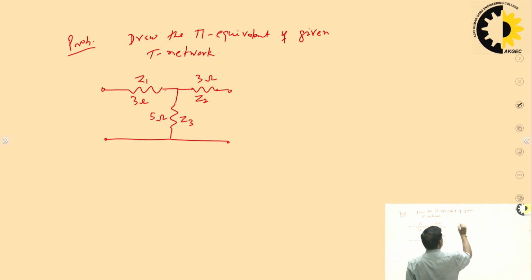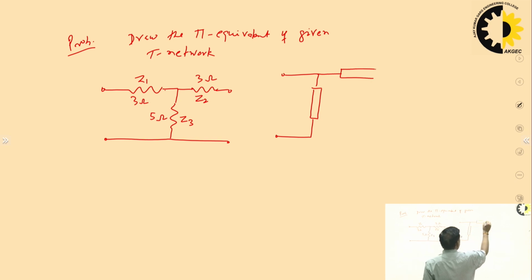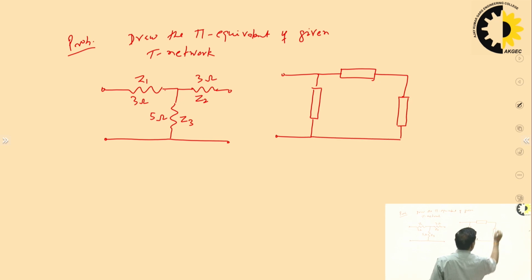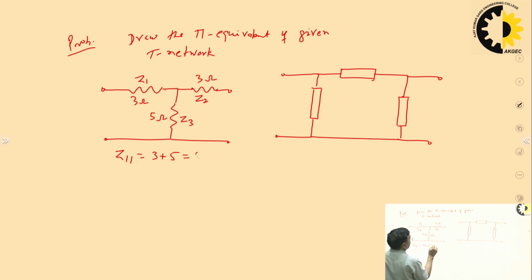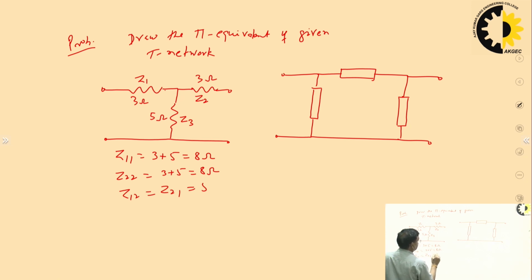And what we have to do? We have to construct the pi network equivalent of this. So what we do? We just find the Z parameters. So Z11 is 3 plus 5, 8 ohm. Z22 is 3 plus 5, 8 ohm. Z12 is equal to Z21 equal to 5 ohm.